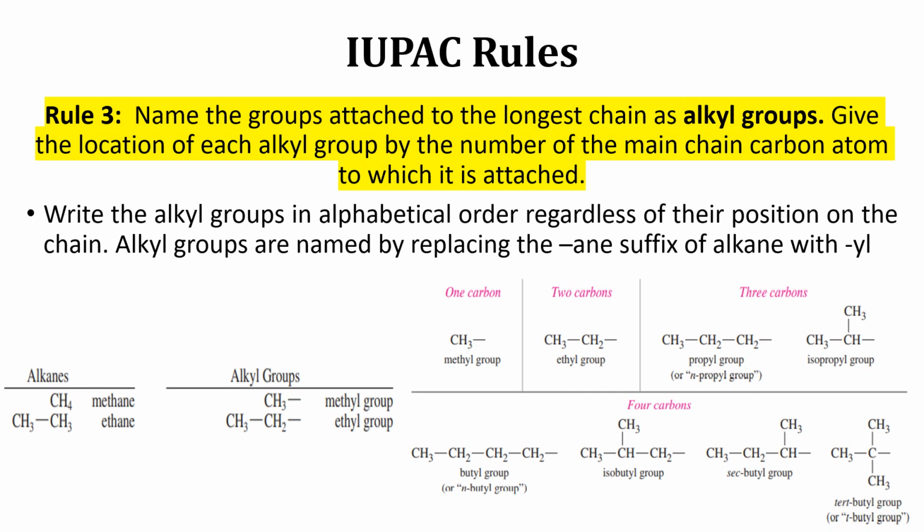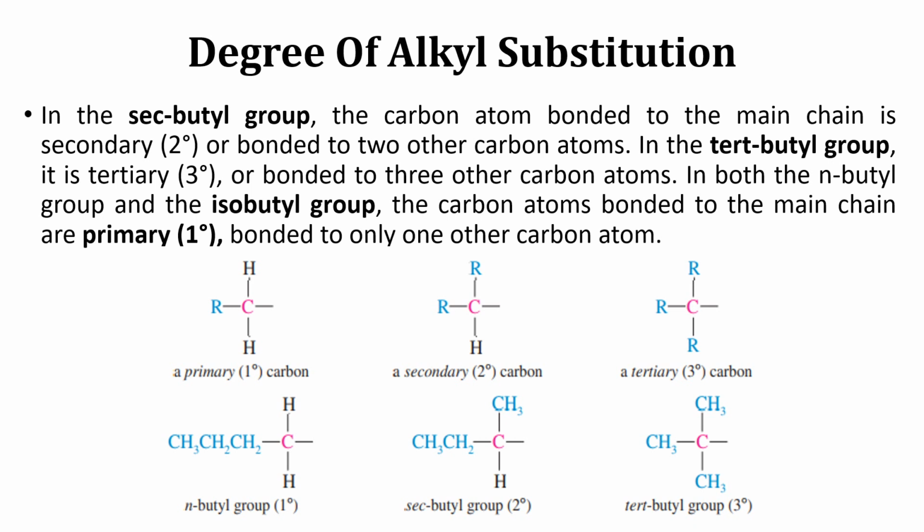propyl and butyl groups. The names of secondary butyl and tertiary butyl groups are based on the degree of alkyl substitution of the carbon atom attached to the main chain. In the secondary butyl group, the carbon atom bonded to the main chain is secondary, or bonded to two other carbon atoms. In the tertiary butyl group, it is tertiary, or bonded to three carbon atoms. In both the n-butyl group and isobutyl group, the carbon atoms bonded to the main chain are primary, bonded to only one other carbon atom.